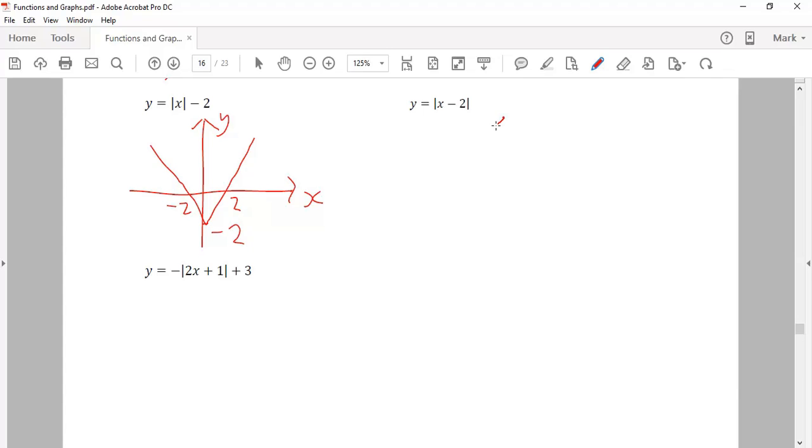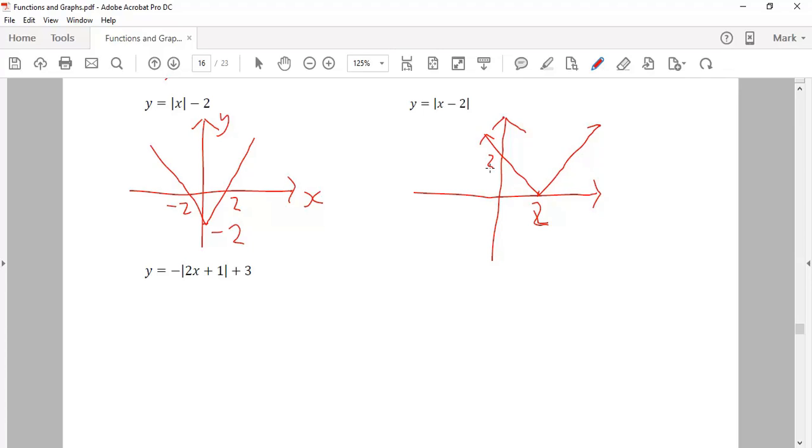The next one, think about how it's similar to our questions with brackets. Normally when it's in brackets it moves things left or right, and in this case it's just going to move it 2 spaces to the right. And that cuts at 2.